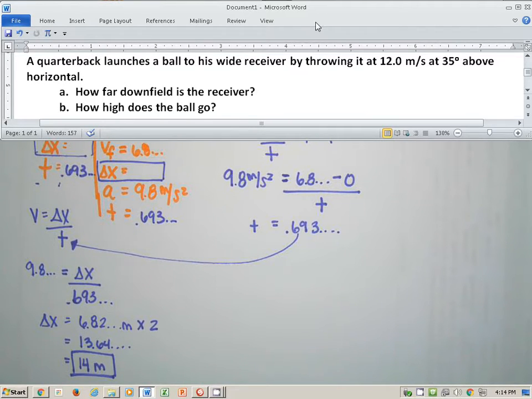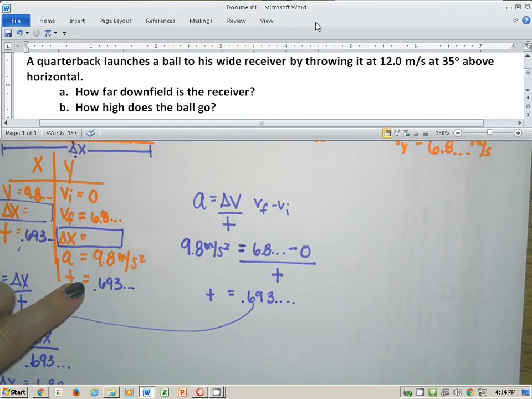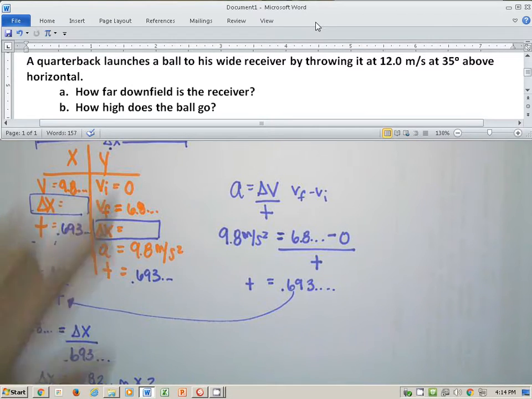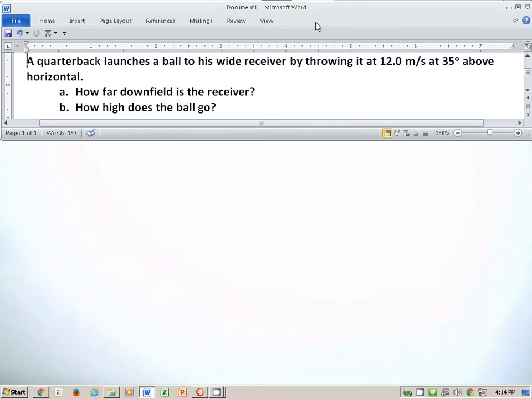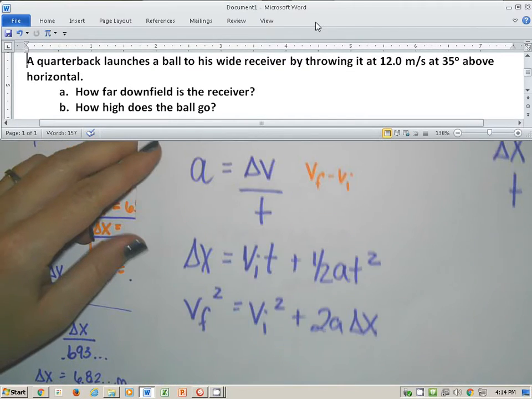How high does the ball go? This should hopefully be a little bit easier. I have everything over here on the y side except for the x, so it's pretty much open season. You just need to find an equation that has a delta x in it. I have some options right here.